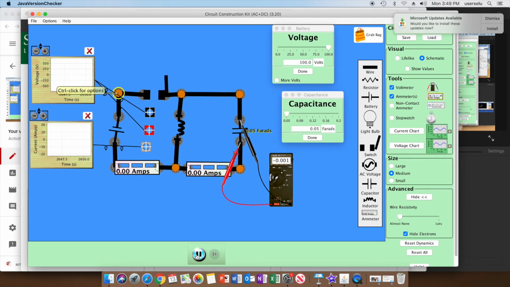Actually, the circuit is running right now. I can stop it or run it, it doesn't really matter. So let's just let it run, and let's close the switch and watch what happens here.